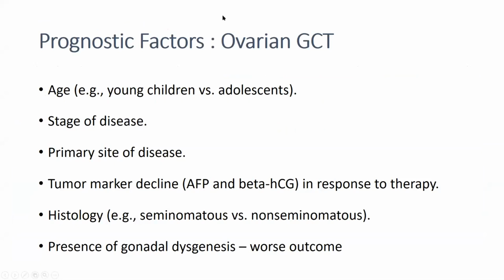Coming to the prognostic factors: age, stage, primary site of the disease, decline in tumor markers while on chemotherapy, then histology, dysgerminomatous versus non-dysgerminomatous, and presence of gonadal dysgenesis, which indicates worse outcome.